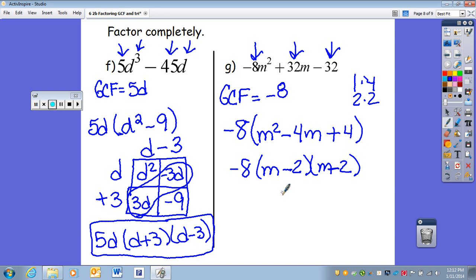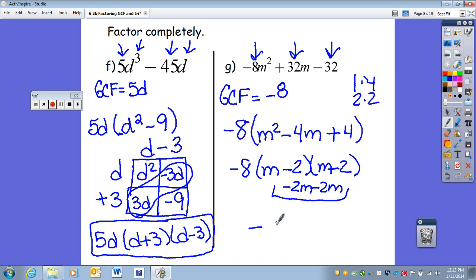Two things we need to talk about. One, we better make sure to check our answer. M times m is m squared. M times negative 2 gives me negative 2m. Negative 2 times m is negative 2m, and when I add those together I get negative 4m. And negative 2 times negative 2 is positive 4.